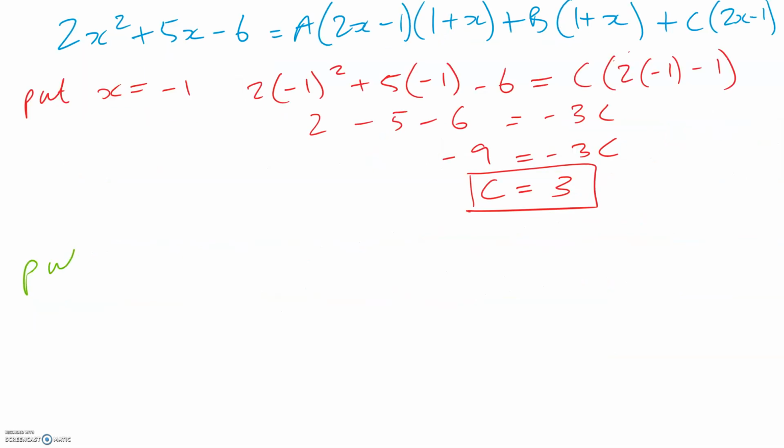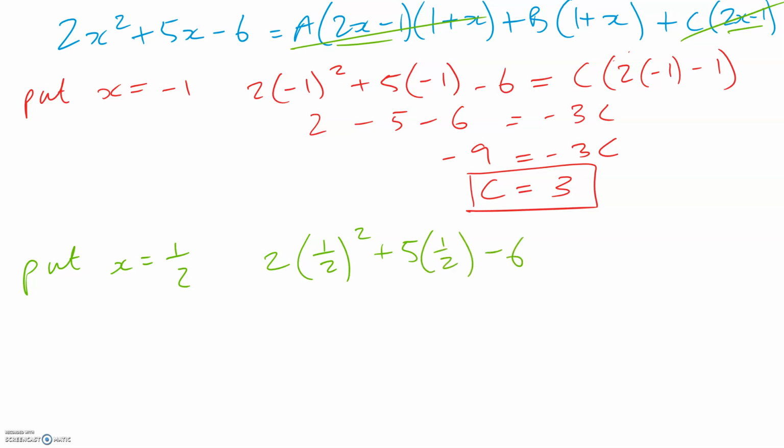If we now put x equals plus a half, then this will equal 0, so this will disappear. This will equal 0, so this will disappear, and we'll be able to work out what b is. So the left hand side will be 2 times a half squared plus 5 times a half minus 6, and the right hand side will just be b and then 1 plus a half.